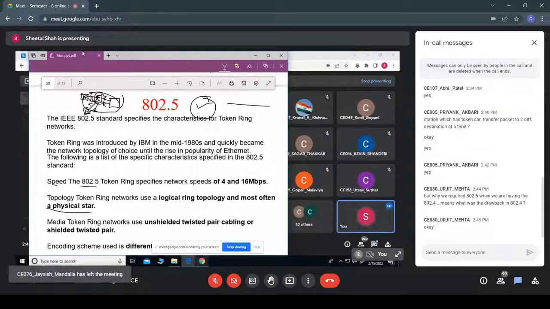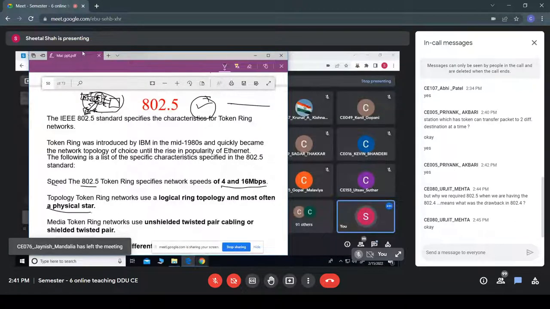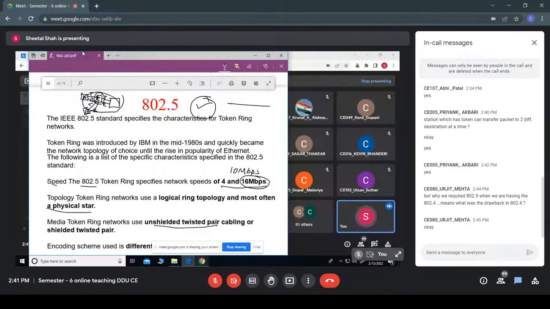So the speed for 802.5 is around 4 to 16 megabits per second. But what about 802.4? It is up to 10 megabits per second, whereas here you can see the speed is up to 16 megabits per second. Then it may use unshielded twisted pair cabling or shielded twisted pair cabling, whereas in case of 802.4 they were using coaxial cables.